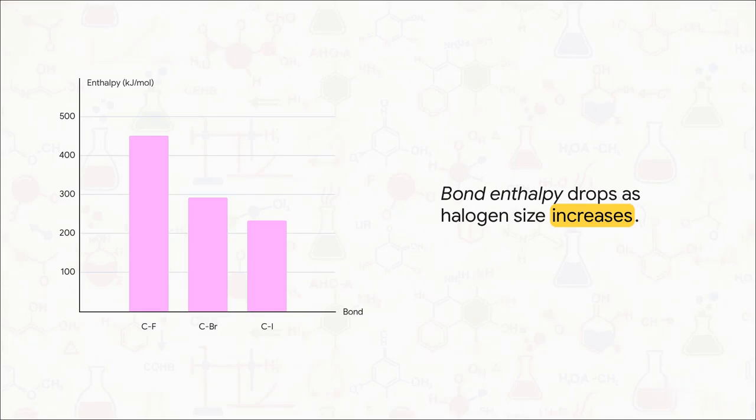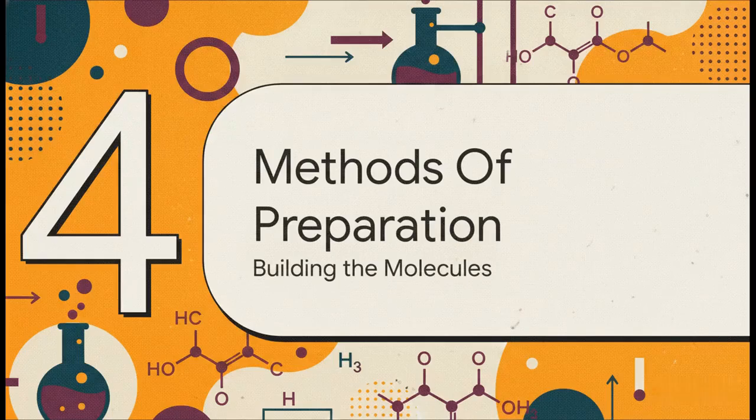And we can actually see the physical proof of this dynamic when we look at the bond enthalpies. Just look at this crazy downward trend. A carbon-fluorine bond is super tough, coming in at a massive 452 kilojoules per mole. But as we move down to carbon-iodine, it plummets all the way to 234. Why? Well, as you move down the halogen group on the periodic table, the atoms get bigger and bulkier. A bigger atom means a longer carbon-halogen bond, and a longer bond is a weaker, much easier to break bond. It's that simple.